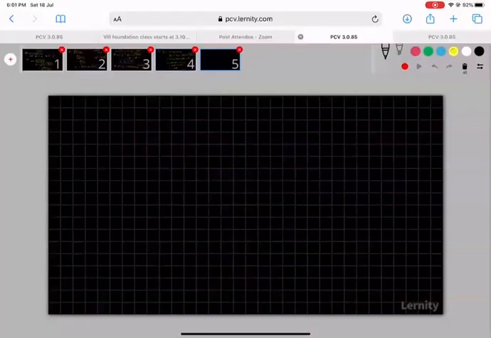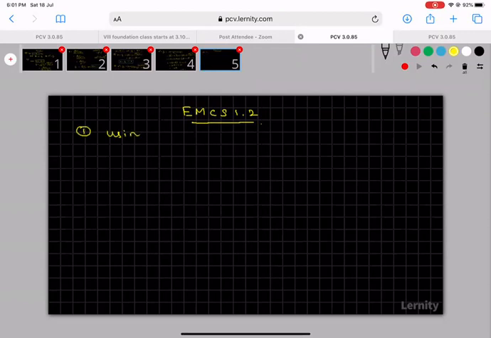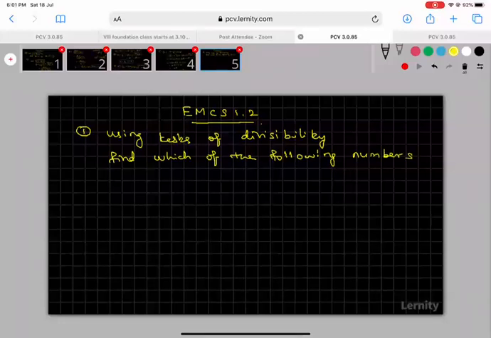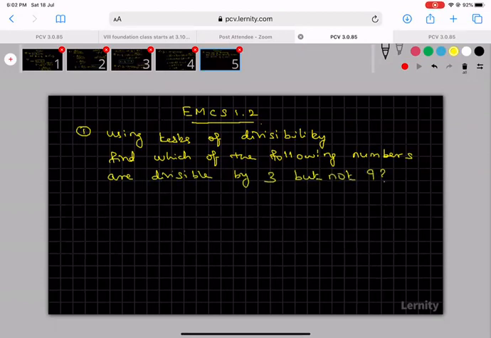You please see, now we are moving to exercise 1.2. This is a very, very easy topic, okay? The first problem they are given: using tests of divisibility, find which of the following numbers are divisible by 3 but not 9. They will give one number that is divisible by 3 but not divisible by 9.